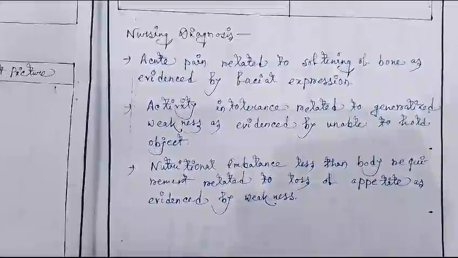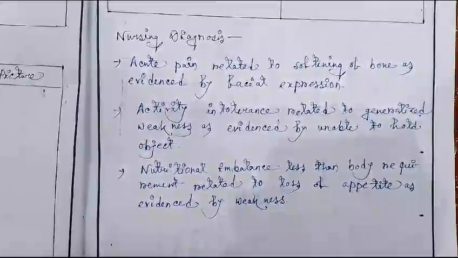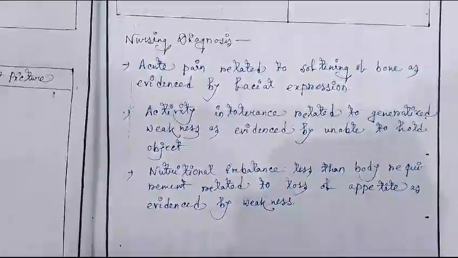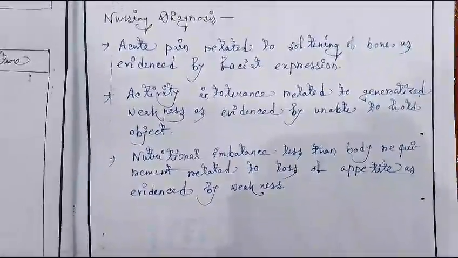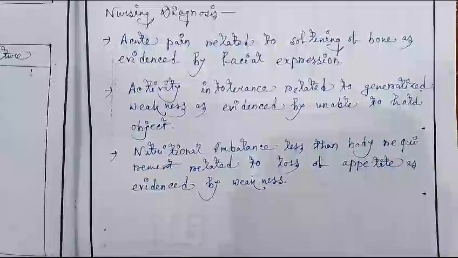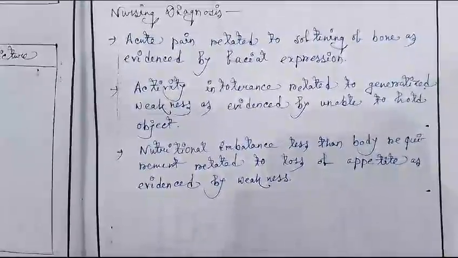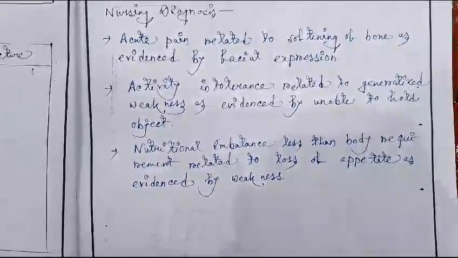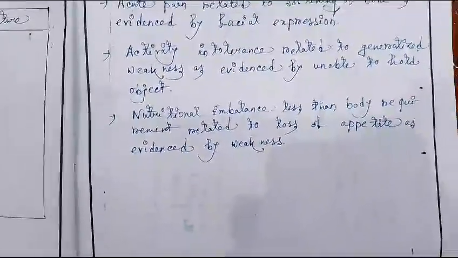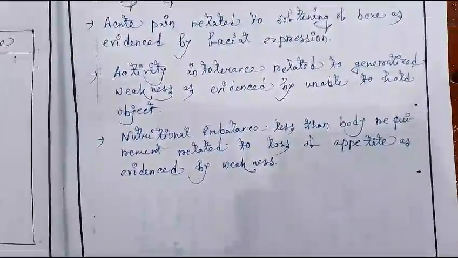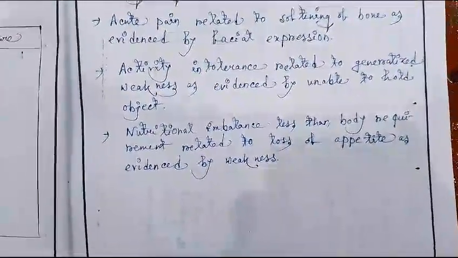First, we manage the acute pain related to softening of bone as evidenced by facial expression. Then, activity intolerance related to generalized weakness as evidenced by unable to hold object. Then nutritional imbalance less than body requirement related to loss of appetite as evidenced by weakness.